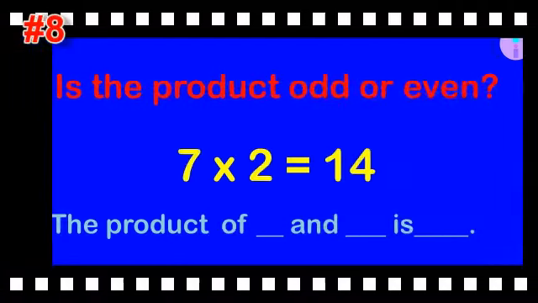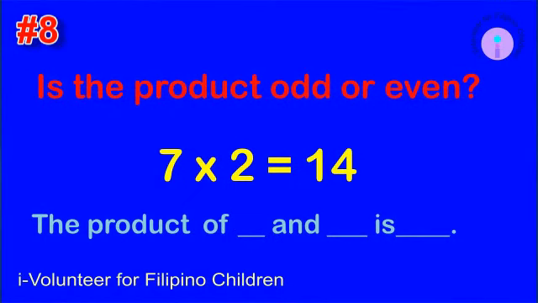Item number 8. Is the product odd or even? The product of 7 and 2 is even. Kindly repeat.